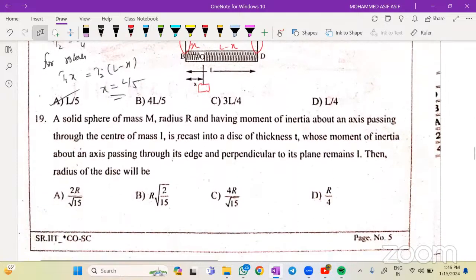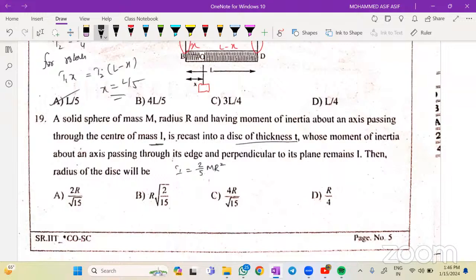A solid sphere of mass capital M and radius capital R is having a moment of inertia about an axis passing through the center of mass I, recast into a disk of thickness T whose moment of inertia about an axis passing through its edge and perpendicular to its plane. Then the radius of the disk will be equal to how much? Moment of inertia of a solid sphere कितना होता है बेटा? I is equal to 2/5 M into R square होता है.